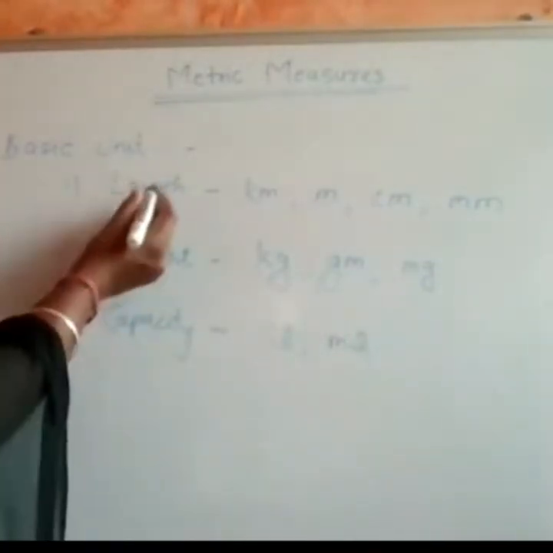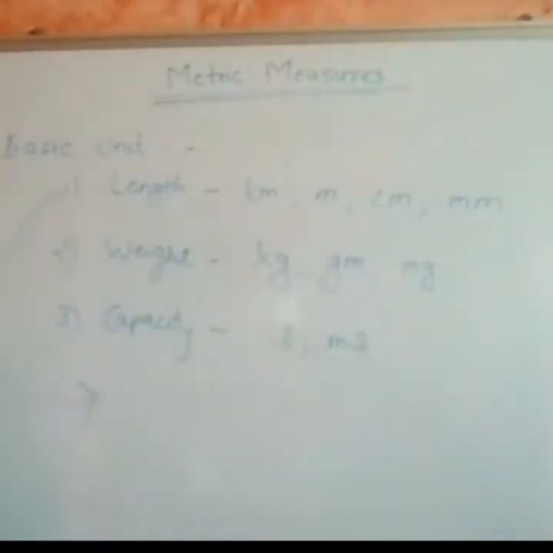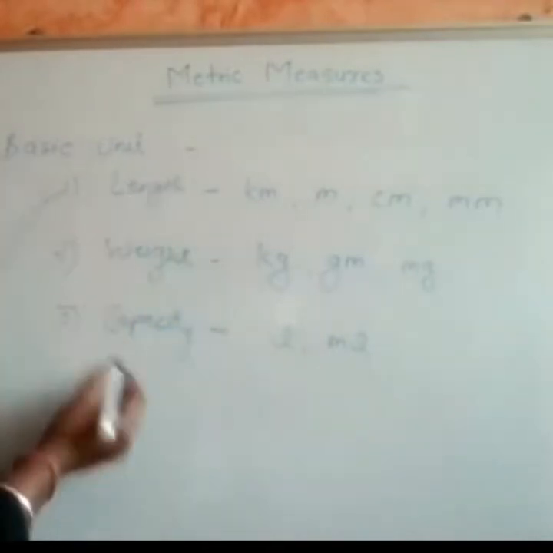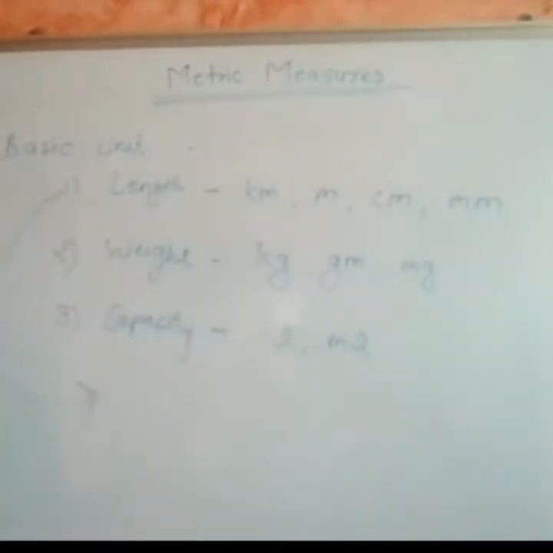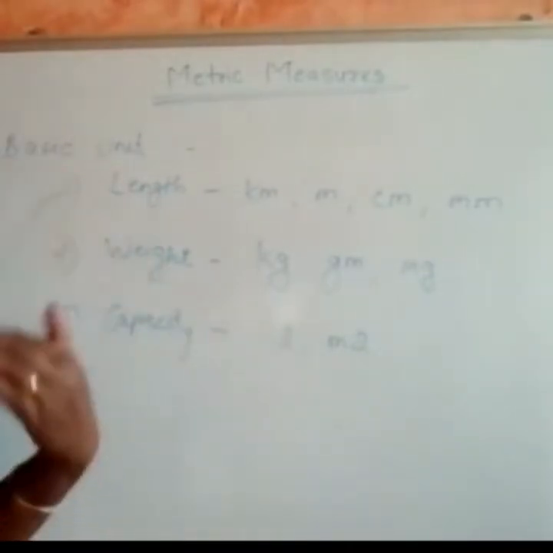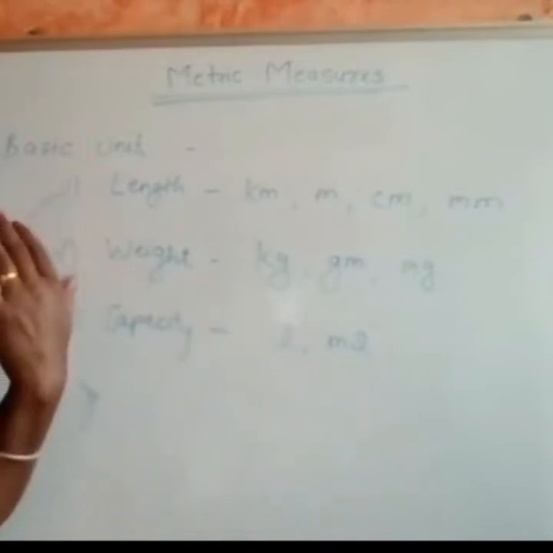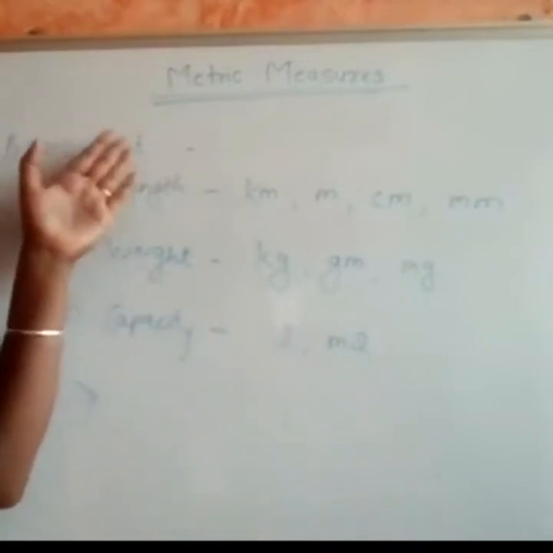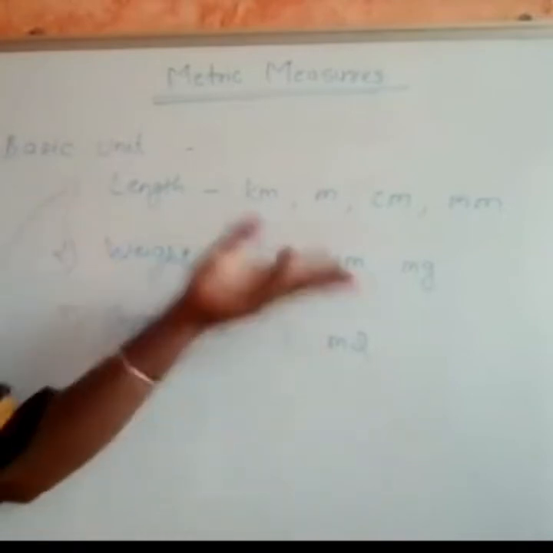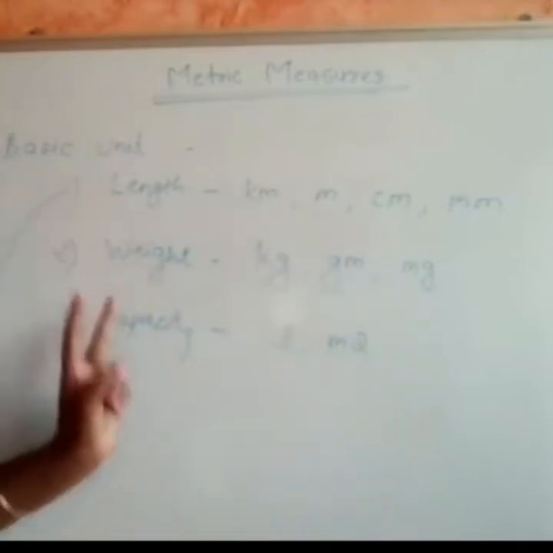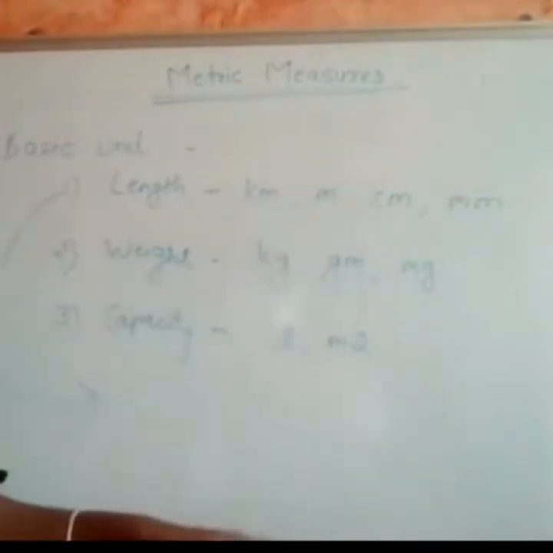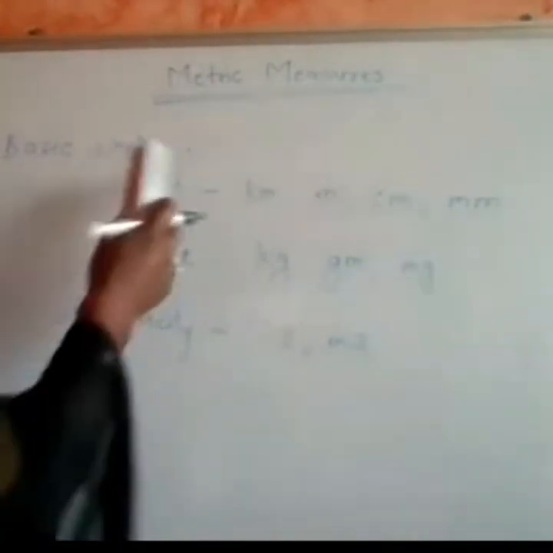We use length when we go to a shop and ask for 2 meter of cloth. We can't ask for 2 kg of cloth, or 2 liter of cloth. Some things have to be bought using particular units only, so we say, give 2 meter of cloth. Now we will see how to convert length, weight, and capacity.